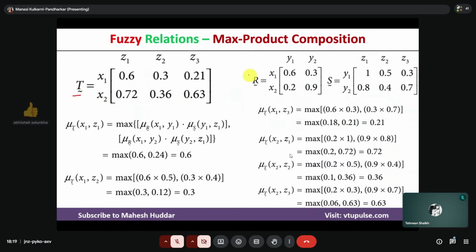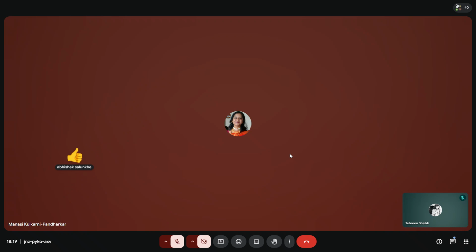Yes, ma'am. Yes, okay. So this is how basically we are going to perform the max min and max product composition. So can we solve one problem based on this, all of you? Can we go for one problem?